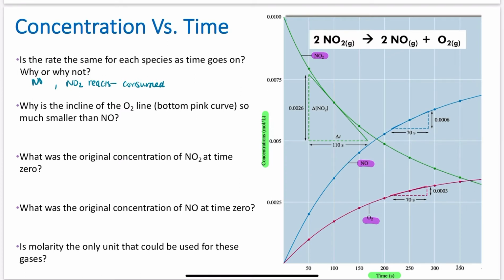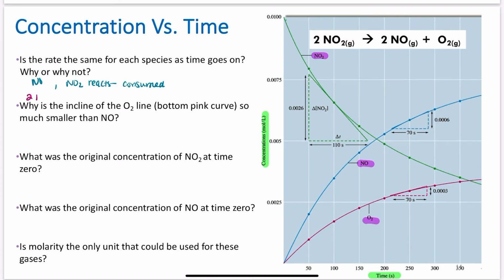We're going to talk about it again near the end of the chapter, the collision model: how do reactions actually occur? These particles must come together. If there's less particles in the solution or in the mixture, then it's going to react at a slower rate because it's just less likely for them to be able to come together and actually react.